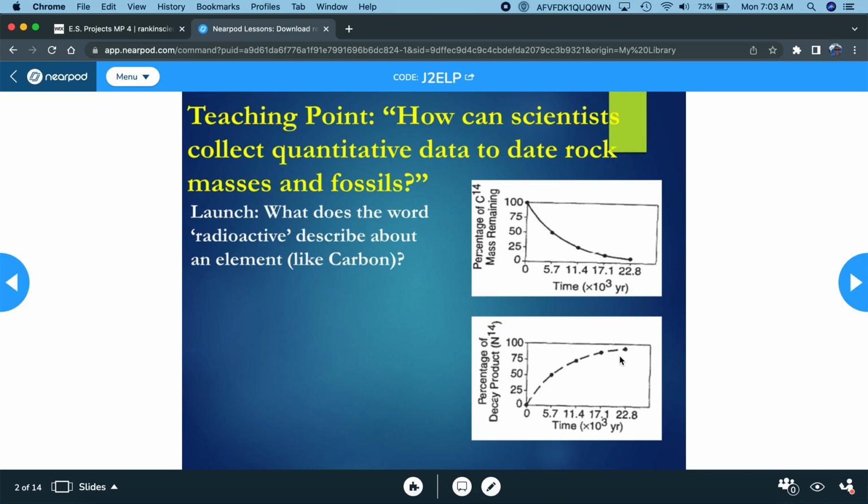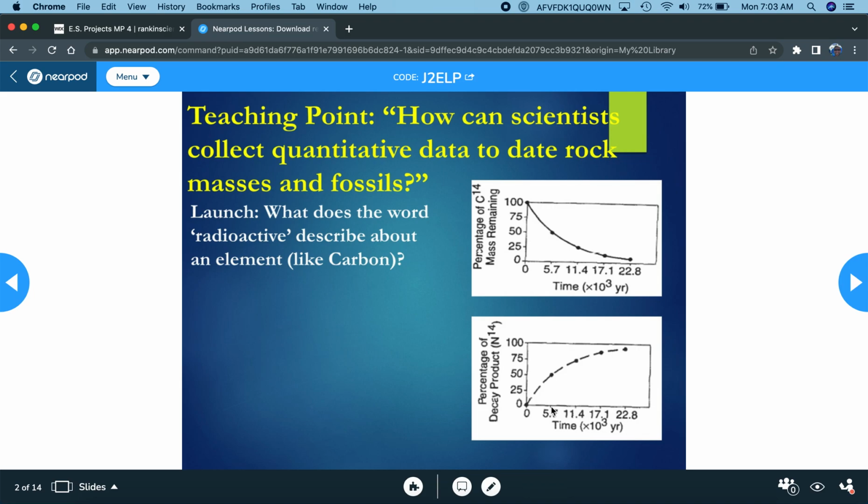And this is not a linear graph. This is more of an exponential growth and an exponential decrease, or a negative, all right, just a decreasing value, decreasing value, increasing value.